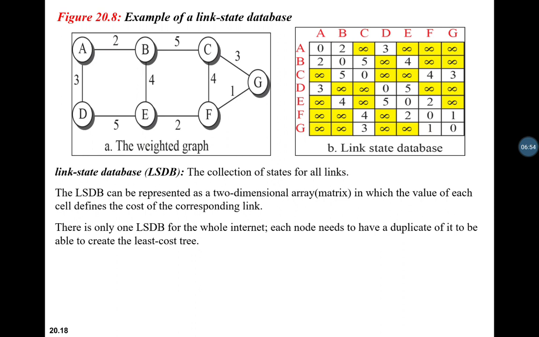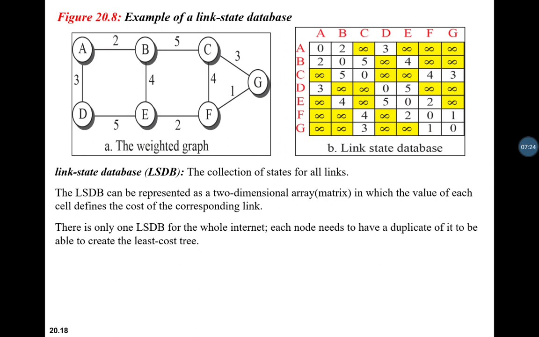So this is the link state database, which is a collection of those least cost trees. The collection of states for all the links is the link state database. For the whole internet, there is only one link state database. Each node needs to have a duplicate of it to create the least cost trees. These are represented in two-dimensional matrix form.